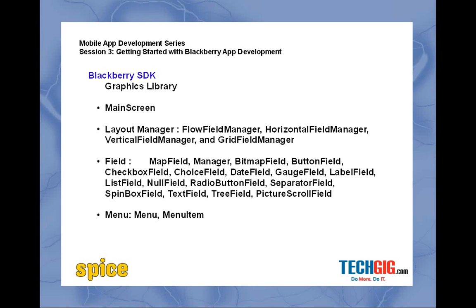In a field manager, there are map fields, bitmap fields for images, button fields, checkbox, choices. Choices are like radio buttons, checkboxes. Date field, there's a gauge. Gauge is for when something is loading, you want to show how much percentage is complete. Then we have label field, then there are list fields. Like 5 years ago when I started developing, we did not have a drop down box, so I created my own drop down box. You can create your own custom fields using these APIs. You can extend any class, you can override the paint method, you can do everything. There's a menu class, you can have menu items.